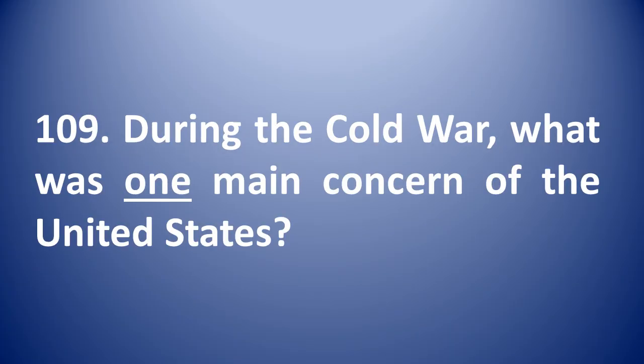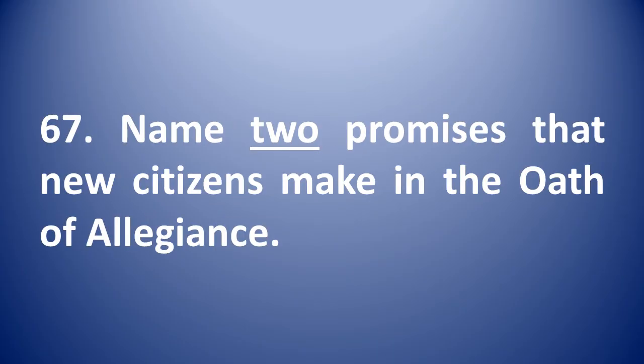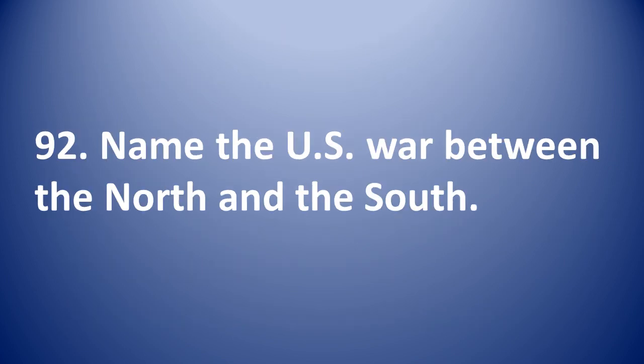During the Cold War, what was one main concern of the United States? Communism. Name 2 promises that new citizens make in the oath of allegiance. Give up loyalty to other countries. Be loyal to the United States. Name the U.S. war between the North and the South. The Civil War.